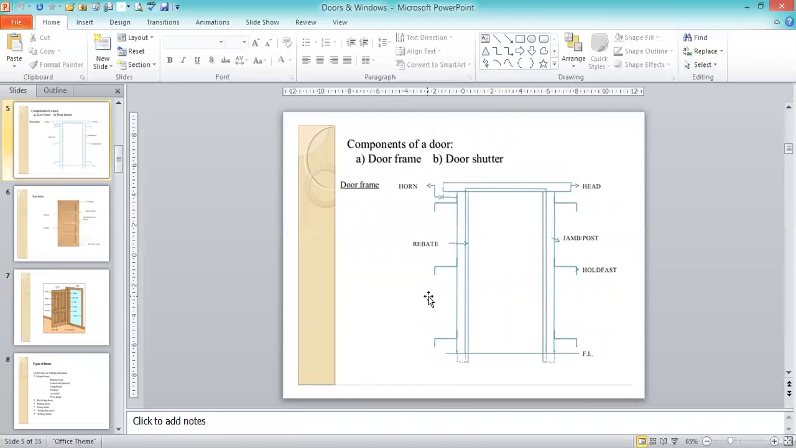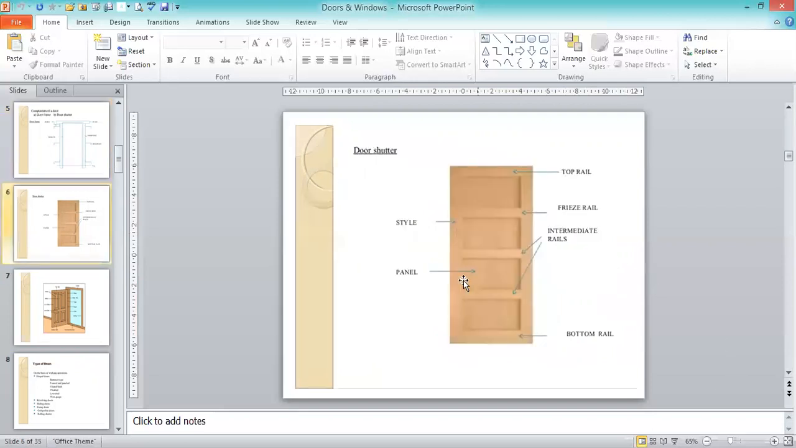Then what are the components of a door? The major components are the door frame and the door shutter. This is the door frame, and the shutter is the complete panel. We have the head and the hold, which are the main members used for the door frame.